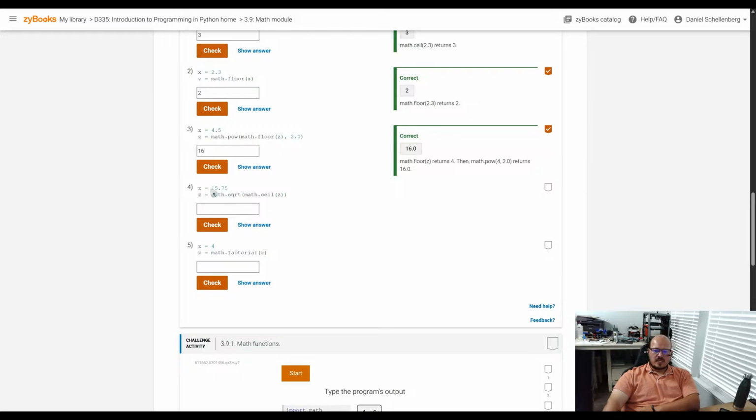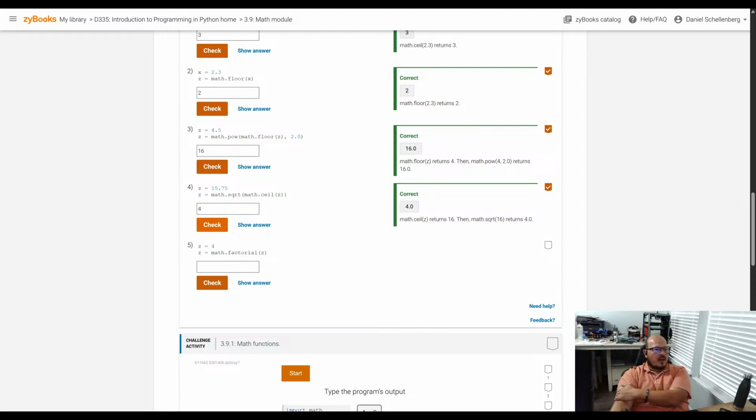Z is assigned 15.75. Z is assigned, so right here it's using the square root function, and it's using the ceiling function within it to round 15.75 up. So this is going to be 16. So the square root of 16 is 4, right? Am I doing that math right? Yeah.